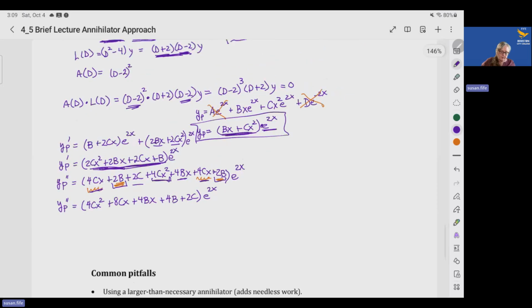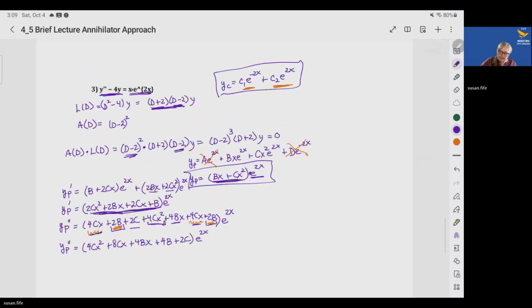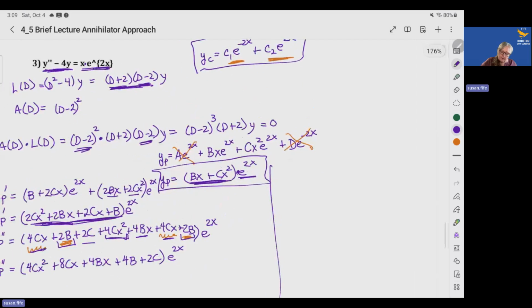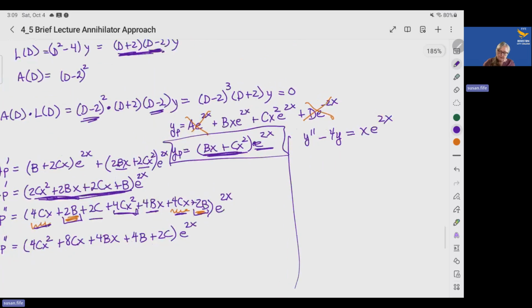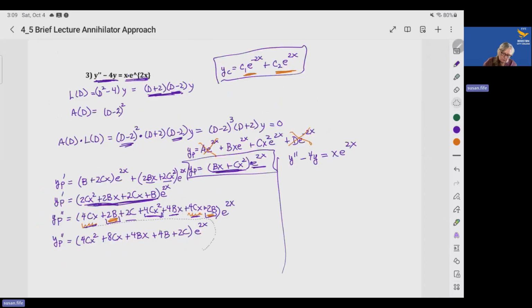So we're going to substitute this into the equation. I'll try and do that here. So I have y double prime minus 4y equals x e to the 2x, and we're going to solve for b and c. So here's my y double prime. Copy that. Paste it over here. That's fine. And then I have minus 4 times y. Here's my y. Bx plus cx squared e to the 2x. And that's going to give me x e to the 2x.